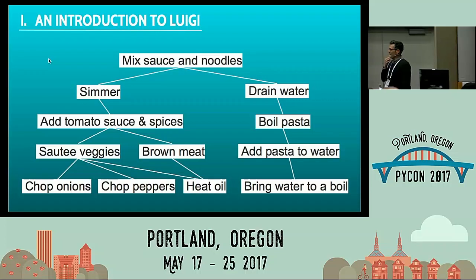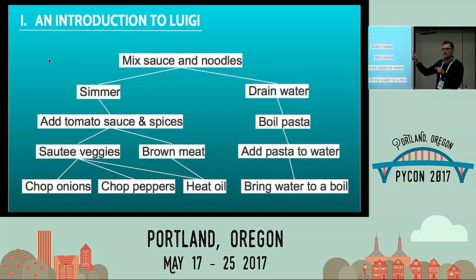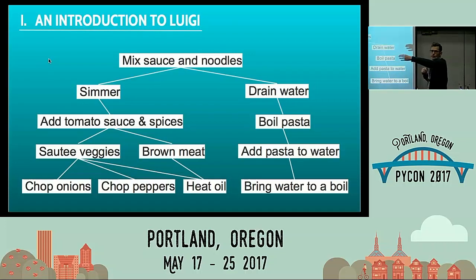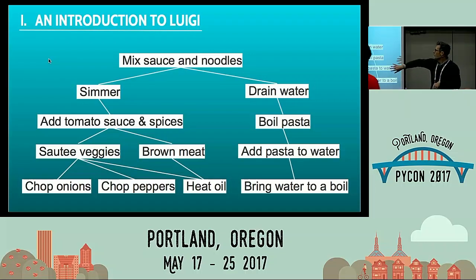So here's another way of thinking about that, in terms of a tree of dependencies, right? If you think about what you're doing when you're making spaghetti, at the very end of the process, you're going to have some sauce, and then you're going to have some noodles, and you're going to put them together somehow, right? I don't know if you like to mix your sauce in with the noodles, or you like to put it on top, but at the end of this process, you're going to be putting those two things together, right?